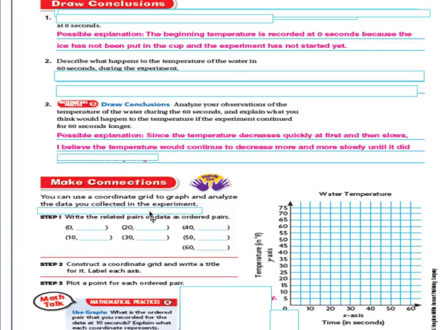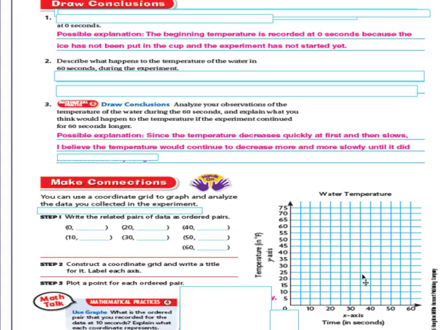Now take what you did and I want you to start putting in the coordinate points. So what is the related pair of data as you ordered it? Okay, so analyze your data. Look at 0 seconds, where was your temperature? Please record that. And what were your coordinate points for that? So put those in there. Remember, you always put X first, then Y. 10 seconds, 20 seconds. Now, I want you to construct a coordinate grid and write the title for it.